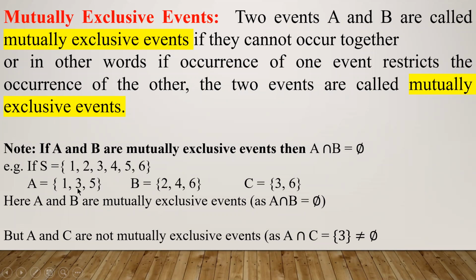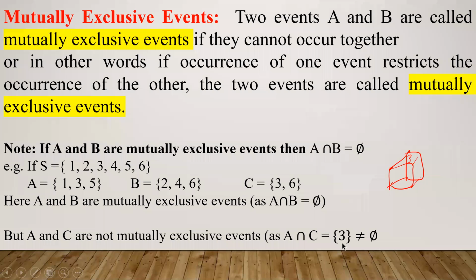Whereas, what about A and C? A and C, yes, they can occur together. अगर मैंने डाइस को थ्रो किया और मेरे डाइस के ऊपर 3 आया, suppose I'm getting 3 here, then A also has occurred. Yes, A में 3 है और C also has occurred. तो दोनों इवेंट आकर हुए हैं. So A and C are not mutually exclusive because A intersection C दोनों में एक sample point common है.